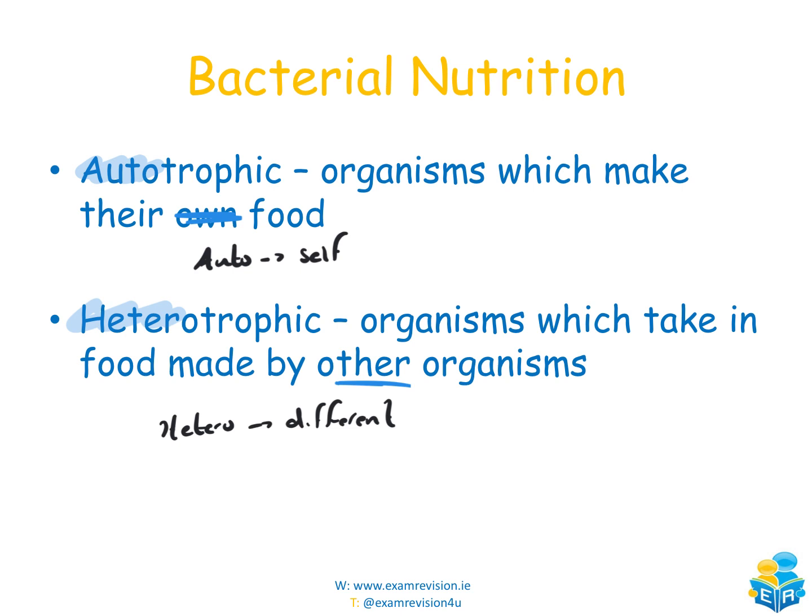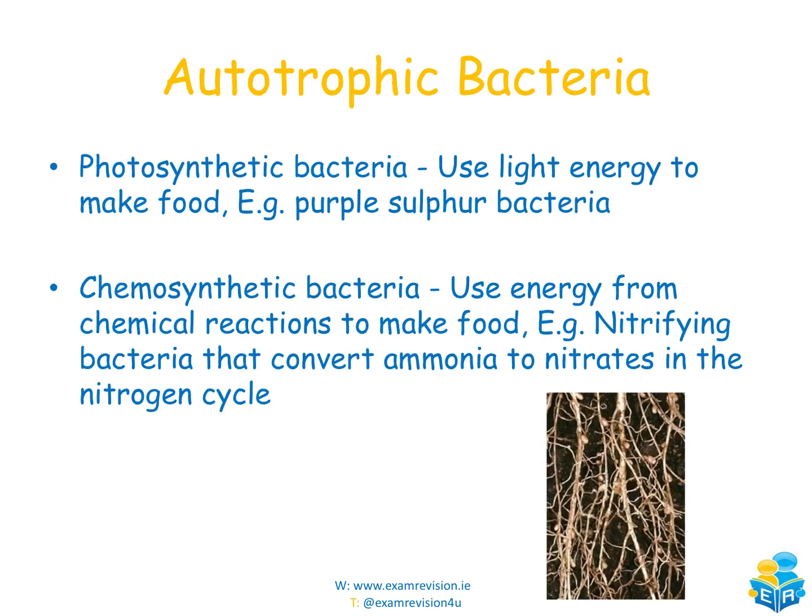And bacteria can fall into both of these categories. They can either be autotrophic, in which they make their own food, or they can be heterotrophic, where they get food from other sources. So a couple of examples of autotrophic bacteria. There's two types. Well, there's more than two types. We're only going to look at two of them here. We can have photosynthetic bacteria or chemosynthetic bacteria.